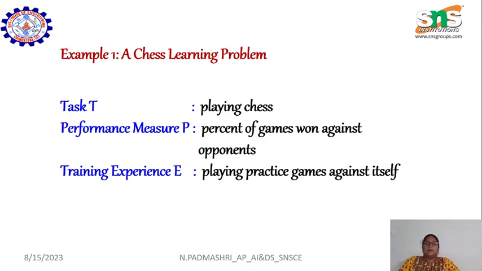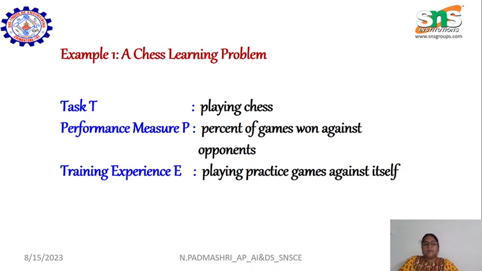The ultimate goal of machine learning is to improve the performance. Whenever we give any task to the machine, we expect more performance, right? So we are going to train the machine to get more accurate performance. That is the main aim of machine learning.